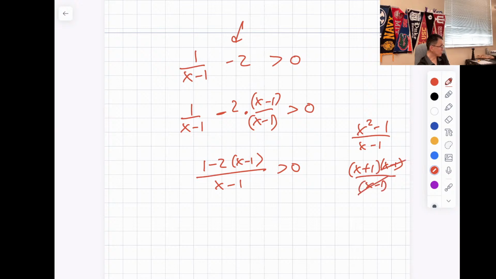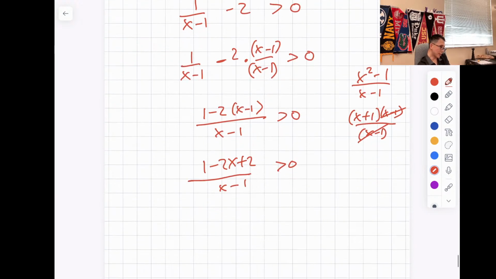This can cancel because that's a factor. But in this case, it's not. So you're going to be 1 minus 2x plus 2 greater than 0 over x minus 1. And then you can say, oh, okay, well, that's going to be 3 minus 2x over x minus 1. And then you can do a number line test from here.